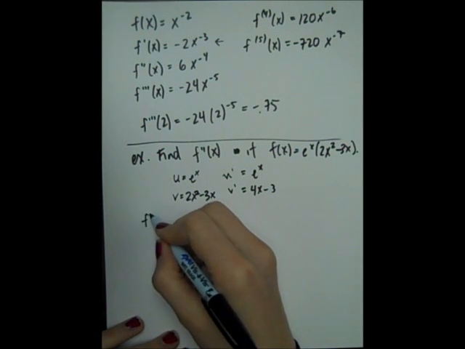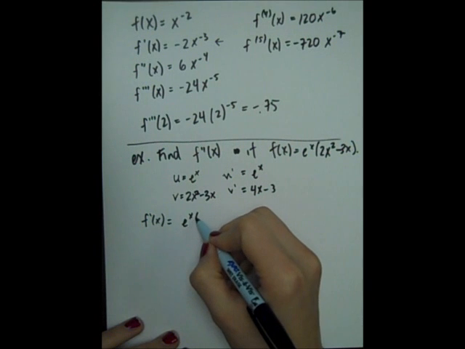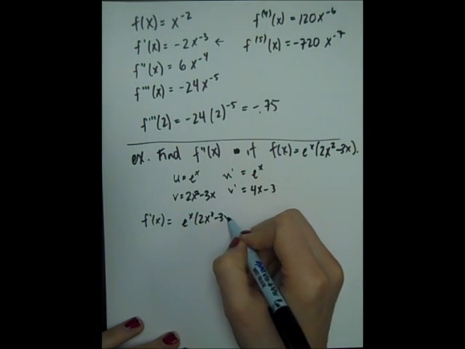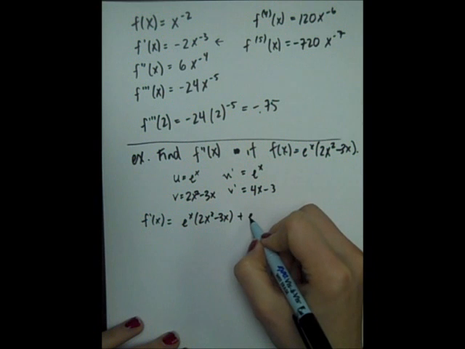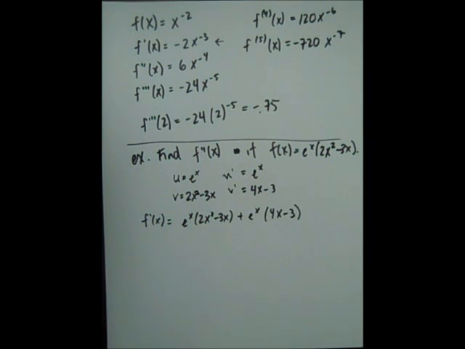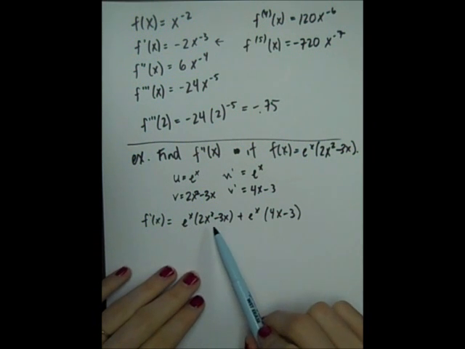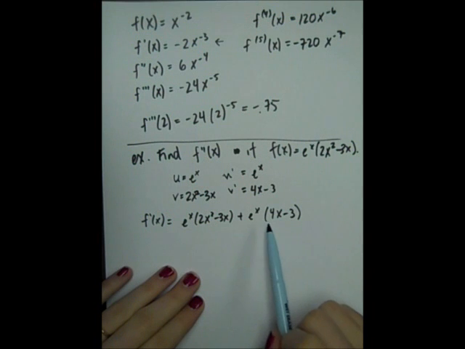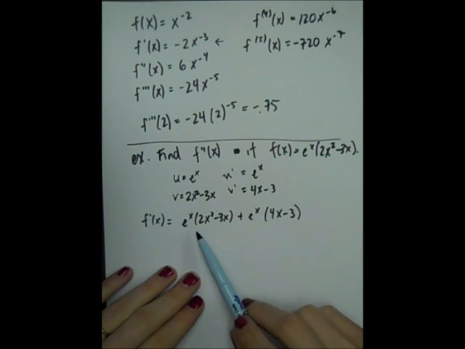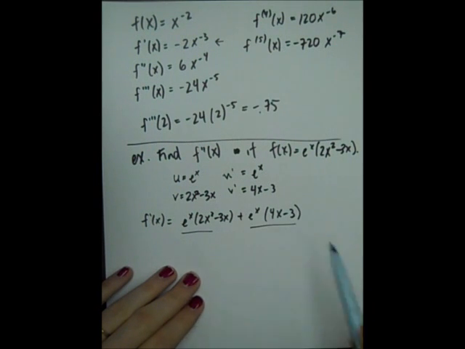So that tells me that my first derivative is u prime v, so e to the x times 2x squared minus 3x, plus u v prime. There's my first derivative. Now I've got to find the second derivative. So for the second derivative, I am going to have to find the derivative of e to the x times 2x squared minus 3x, and the derivative of e to the x times 4x minus 3. So this is actually 2 different product rules. So I have my first product here, my second product here.